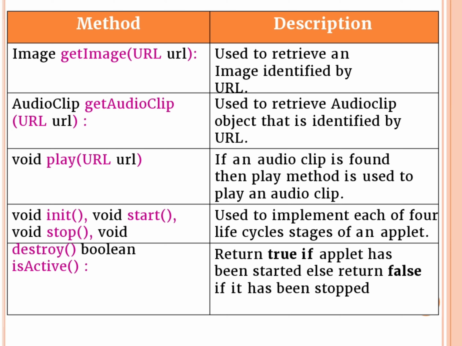The next method is getAudioClip(URL), which is used to retrieve audio files that are given in the URL. After retrieving the audio files, obviously we need to play that audio. So at that time, we will be using the play(URL) method. Next, we have 4 lifecycle methods: init, start, stop and destroy. These methods are the main functionalities of the applet lifecycle. We will learn the in-depth concepts of the applet lifecycle in the upcoming slides. Next, we have the isActive method, which will return true if the applet has been started, else returns false if it is stopped.